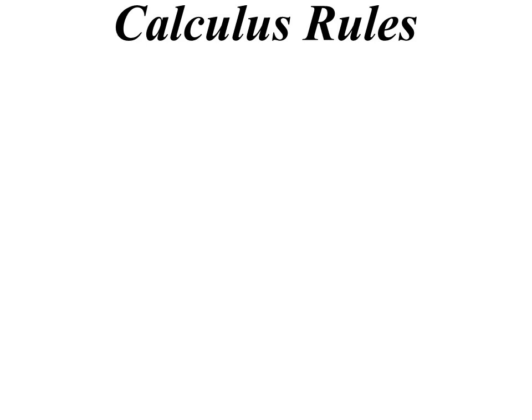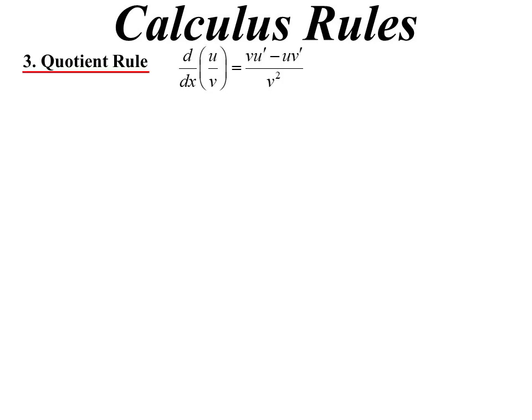Carrying on looking at our calculus rules. So we've seen the chain rule, we've seen the product rule, now we've got the quotient rule. So the product rule yesterday was two functions multiplied together. Quotient rule is when we have functions divided by. So u over v, u and v being different functions. There's the formula for it.